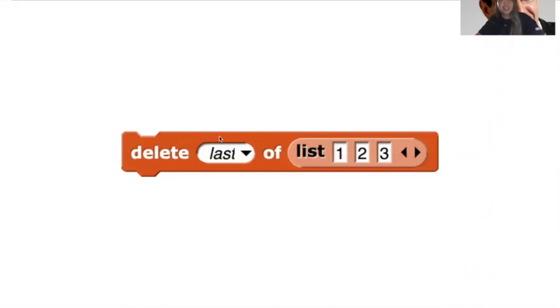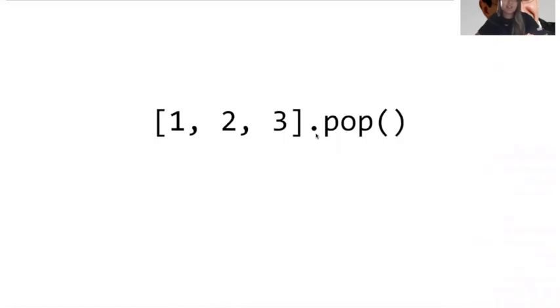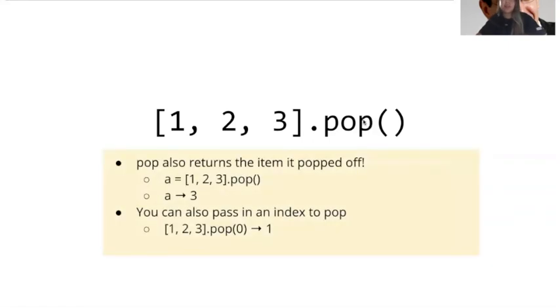Now, how do I delete the last item of a list? In order to delete the last item of a list, Python has this special function called pop. So I'll just do list.pop, and then this will pop off the last item of the list. Pop, unlike append, returns the item that it popped off. So if I were to say a equals this list 1, 2, 3 dot pop, then a would be equal to 3 because pop returns the item it popped off.